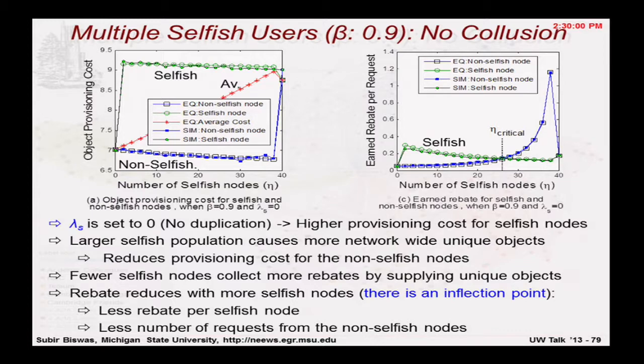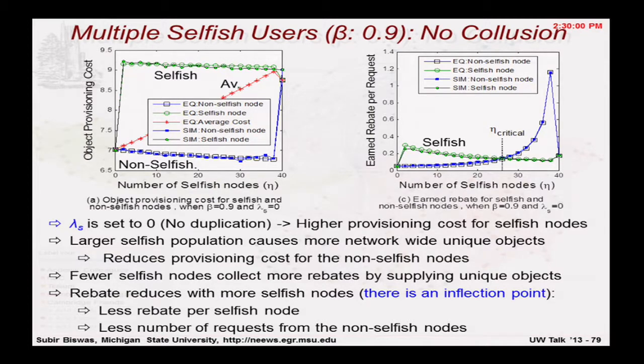So now, if I plot the number of selfish nodes in the network, in this particular case there are 40 nodes. So 0 meaning no selfish node, that is, everyone is going by the protocol, and then 40 is where all nodes are selfish, right? And then I plot the earned rebate per request. So the interesting thing is that the green one is the selfish one.